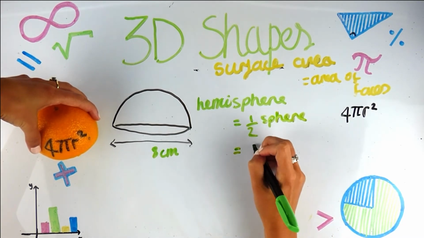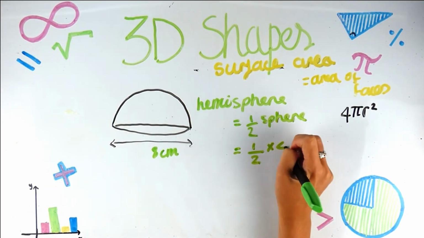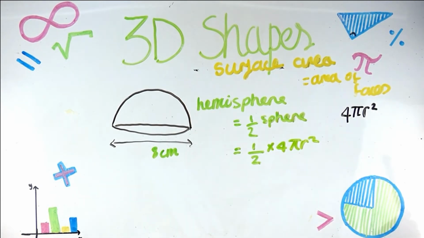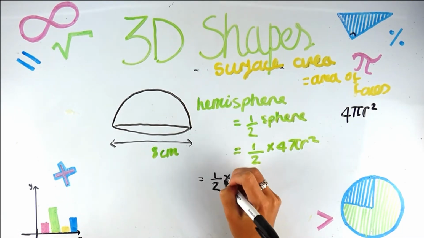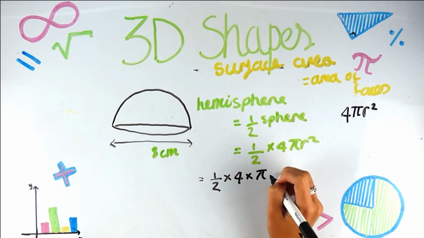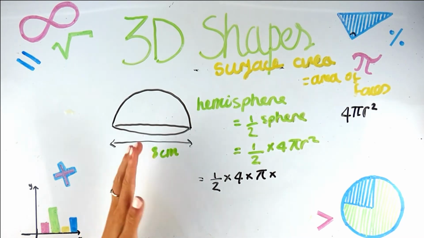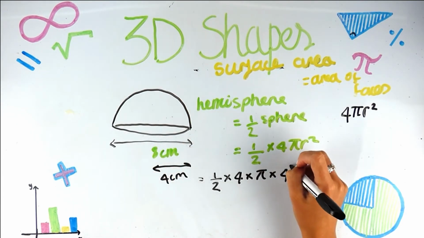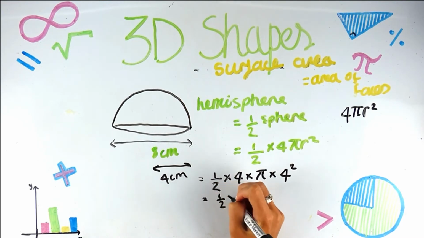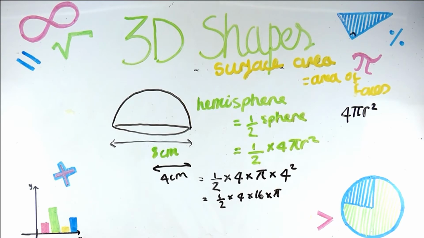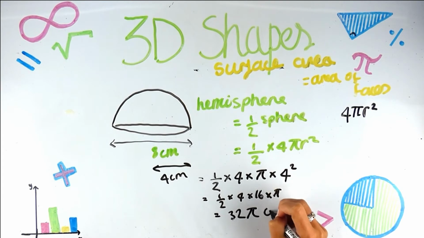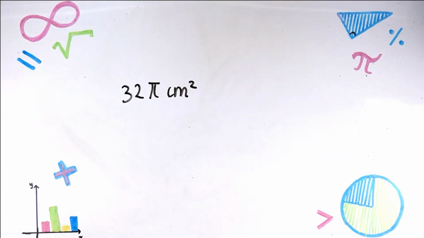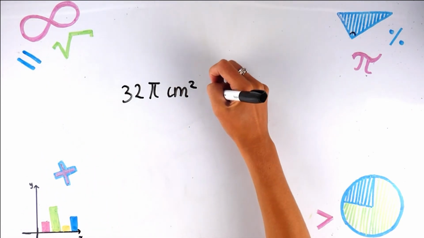I know that the formula for a surface area of a sphere is 4 pi r squared. So I'm now going to plug that in. A half times 4 times pi times radius, so careful, that's given the diameter, so we want half of it, so the radius is 4 centimetres, 4 squared. So that is, let's work that out, half times 4 times 16 times pi, that is 32 pi centimetres squared.